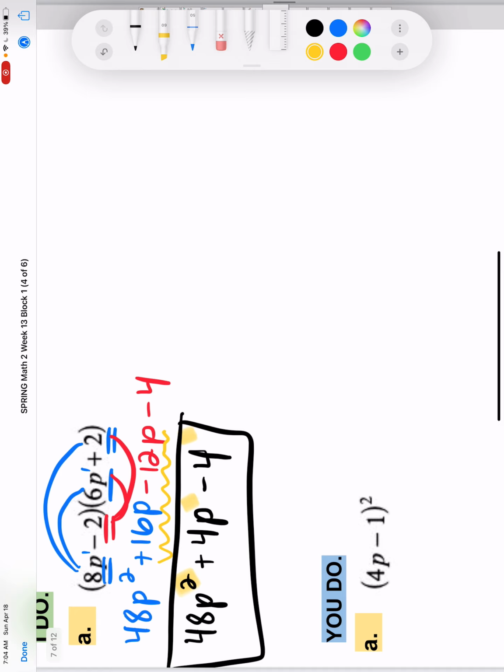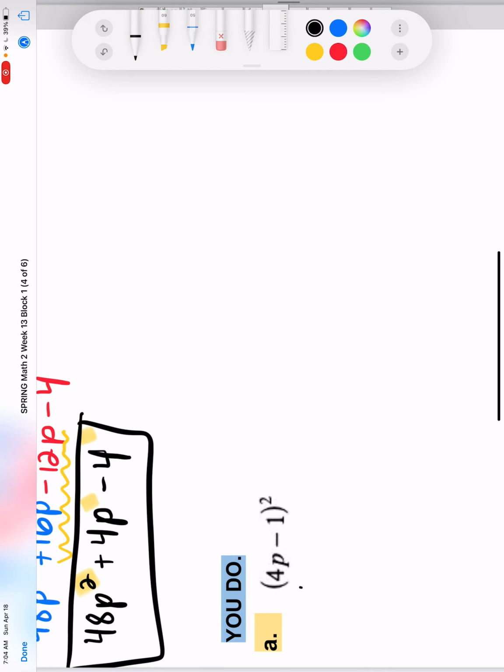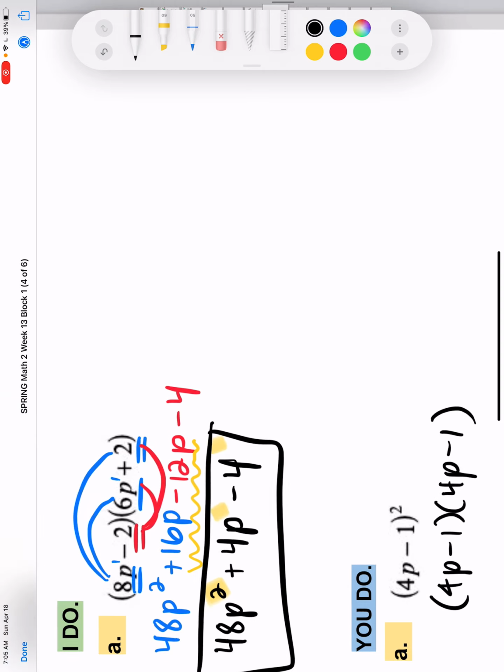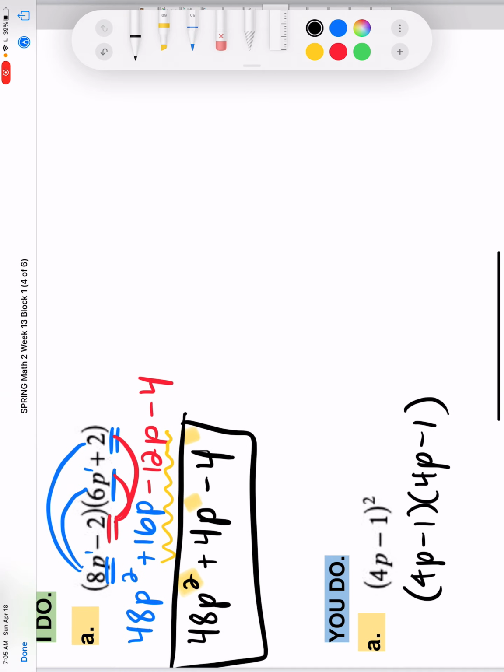All right, you guys are going to try the second example. Now for this one, keep in mind that it's squared. That doesn't mean you distribute that 2 in, okay? That means you have 2 of those polynomials. So it's 4p minus 1 times 4p minus 1, and then you're going to go ahead and distribute the same way I did on the top. So go ahead and finish that one up, and then, like I said, pause this video. We'll move on to the next problem.